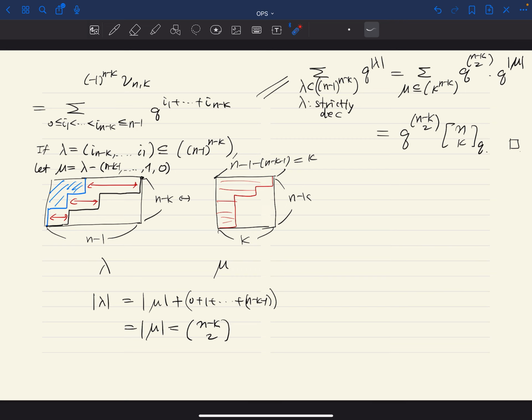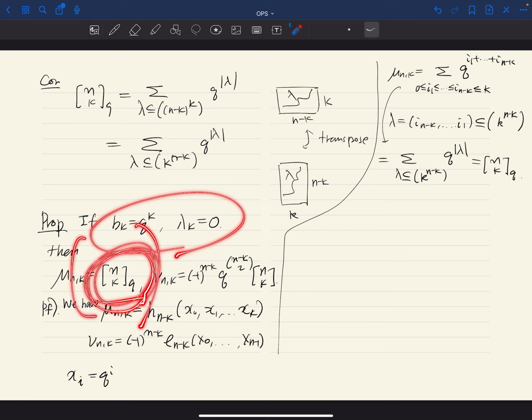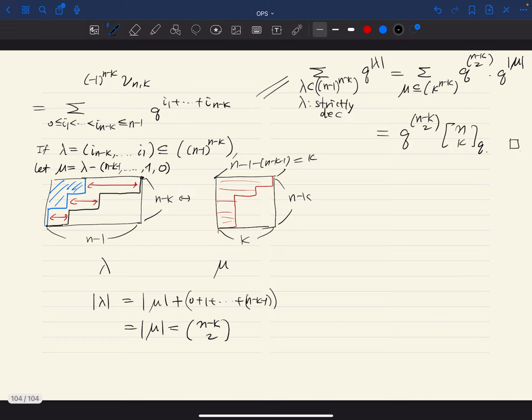All right, so in this case we have q-binomial coefficients, and it's dual in the sense that the inverse of the matrix is this. Okay, and we will see one more special case.